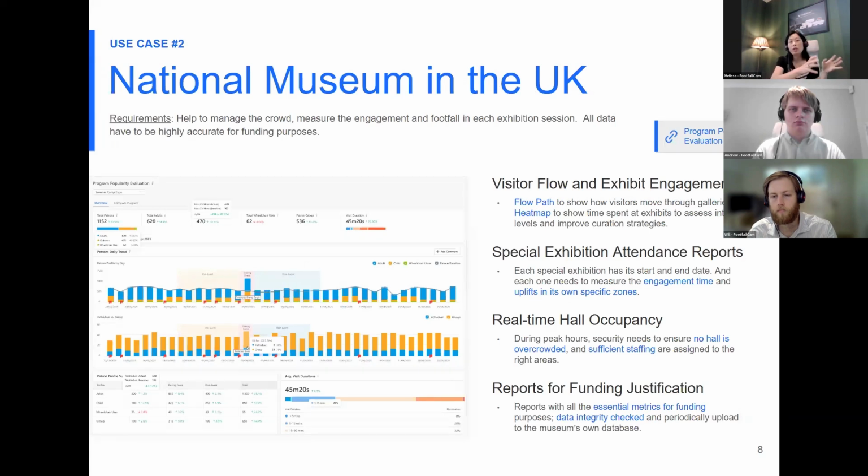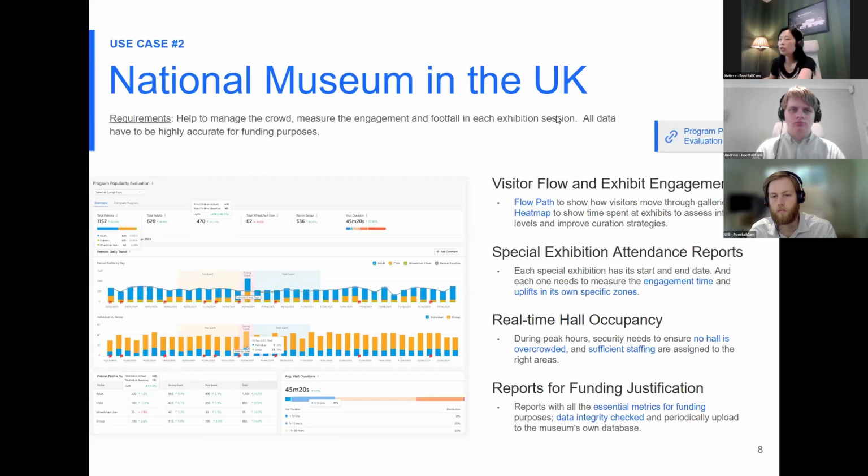So you might have different exhibition sessions. So you have a special exhibition that runs for 2 weeks from this date to that date and things like this. And with high data accuracy because they need it for funding justification. So what they need goes beyond just a simple in-out counting. They want to visualize visitor flow.